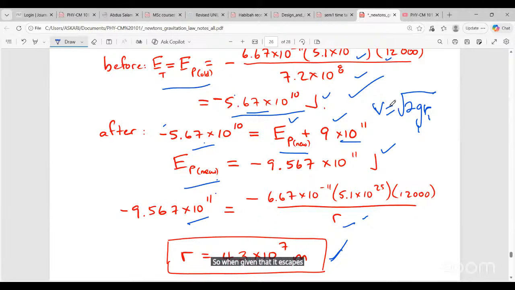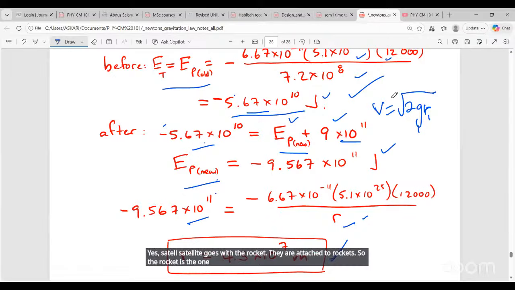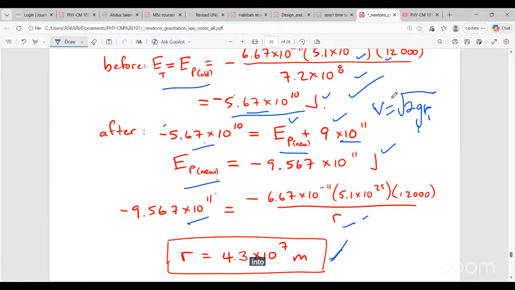Even when launching, the satellite goes with a rocket. They are attached to the rocket. So the rocket is the one launched into space. And when launching, you give it a velocity that will make it escape from the vicinity of the Earth. And that's why we refer to it as escape velocity, given as square root of 2gr.